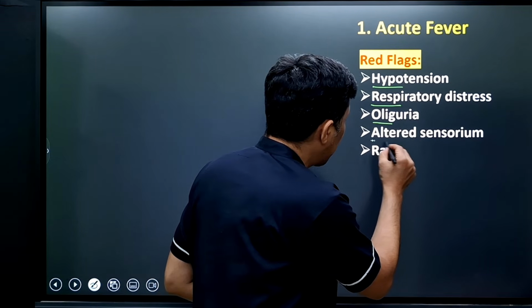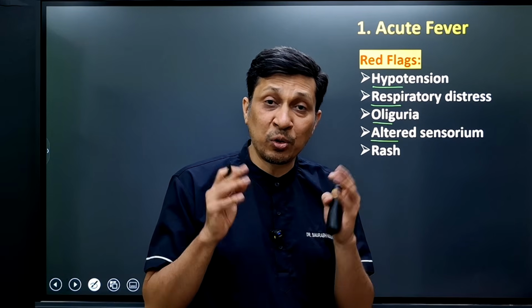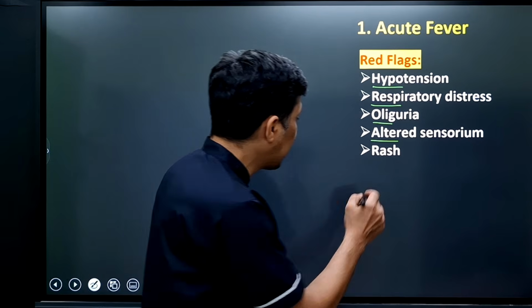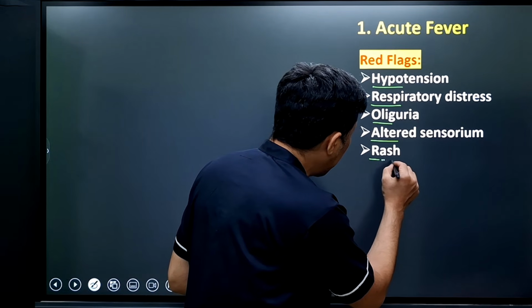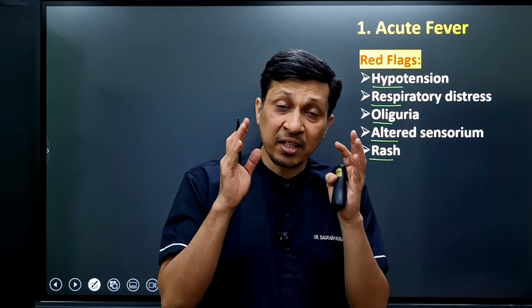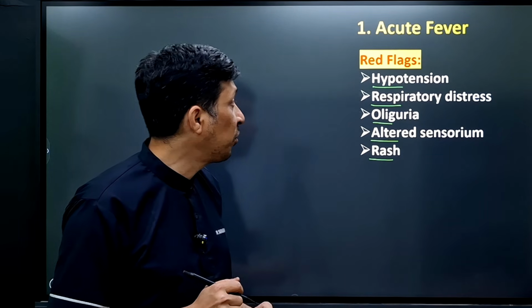Altered sensorium also indicates reduced perfusion, or it can be due to some uncommon infections like encephalitis. Then, last but not least, is the important sign of rash. This indicates hemorrhagic fever. So these are the important red flags in acute fever.